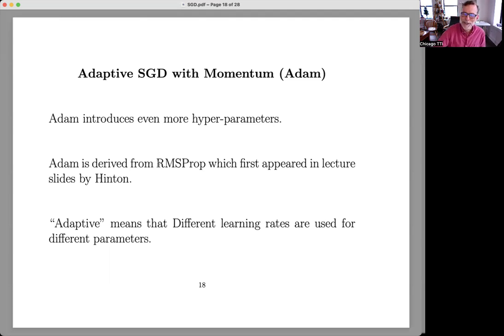Adam is derived from lecture slides that were written by Hinton. So that's interesting to me because someday some of my lecture slides might be important. But anyway, it was never really published. It just appeared in lecture slides.